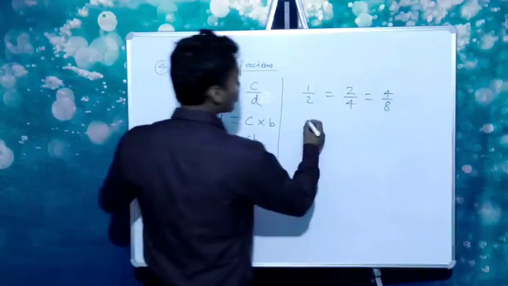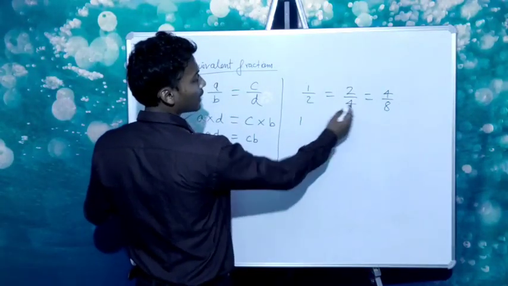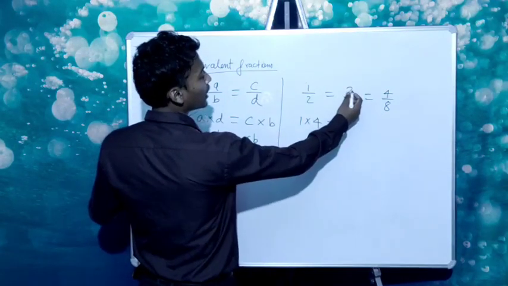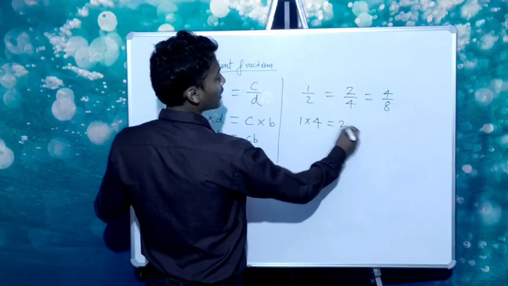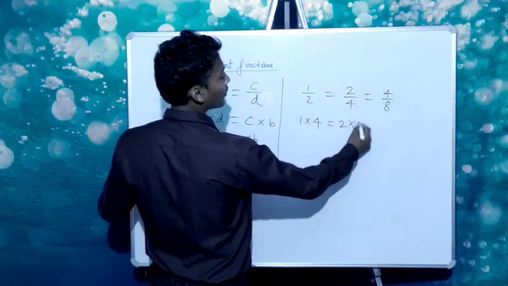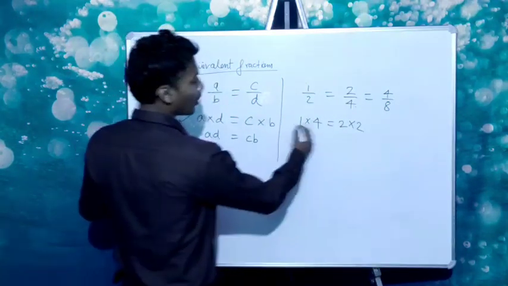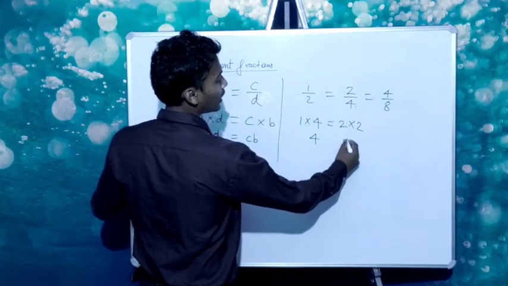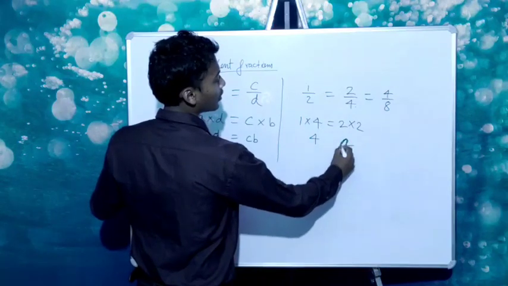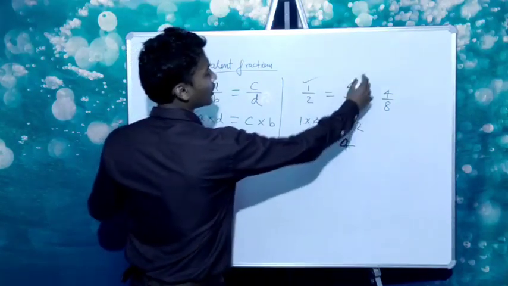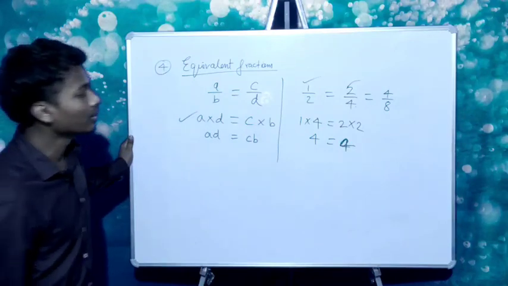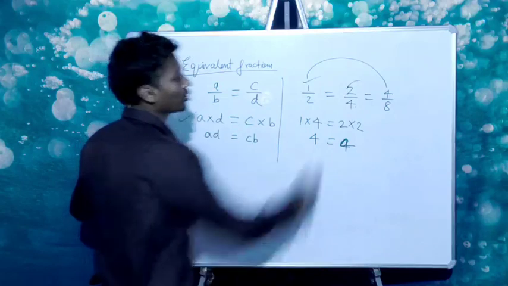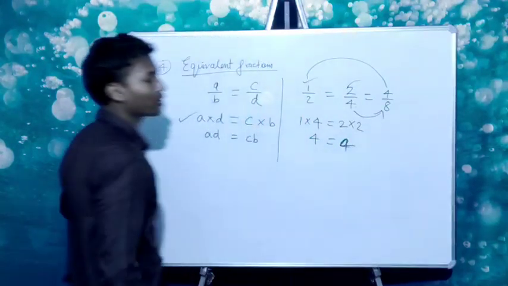Let's check. If I multiply the numerator of the first by the denominator of the second, 1 into 4, and the numerator of the second multiplied by the denominator of the first, the result should be the same. So 1 multiplied by 4 gives you 4, and 2 into 2 is also 4, right? So it means these two fractions are equivalent fractions. Similarly, we can check these two fractions as well, whether they are equivalent or not.